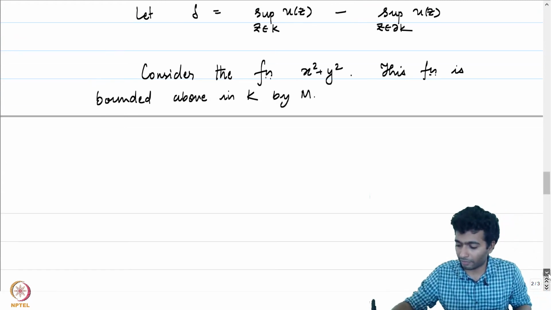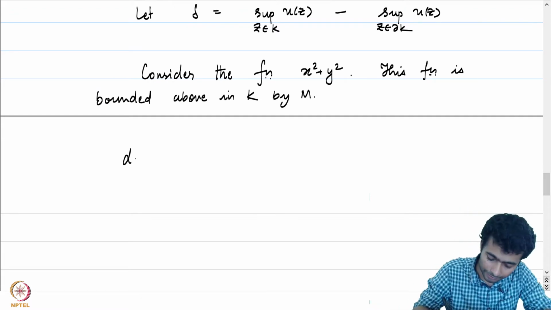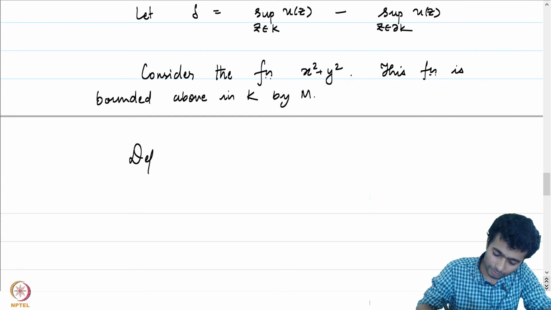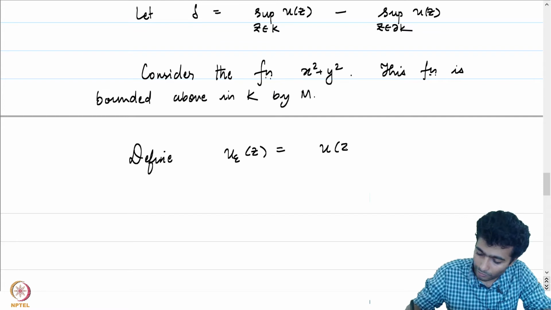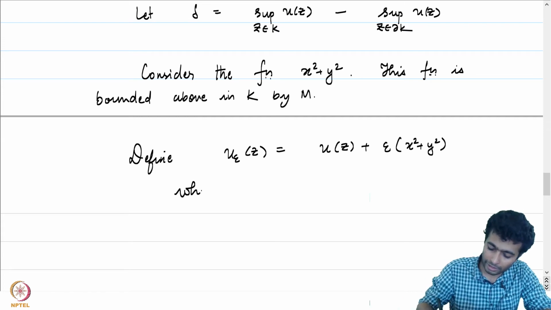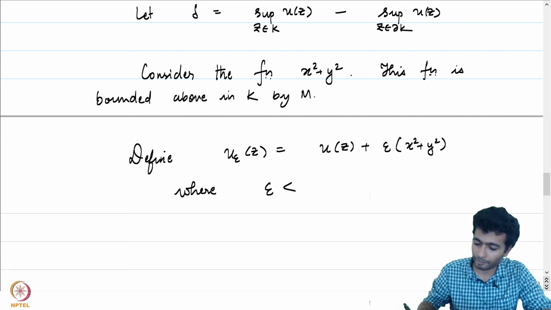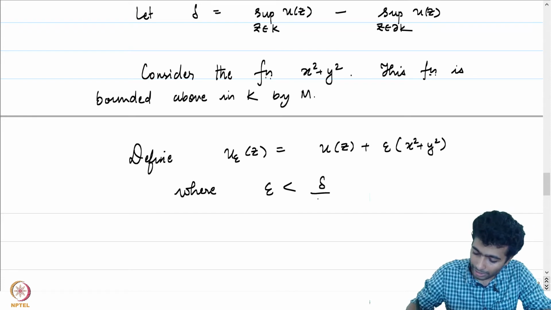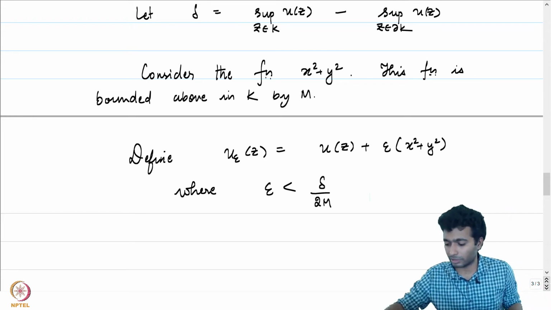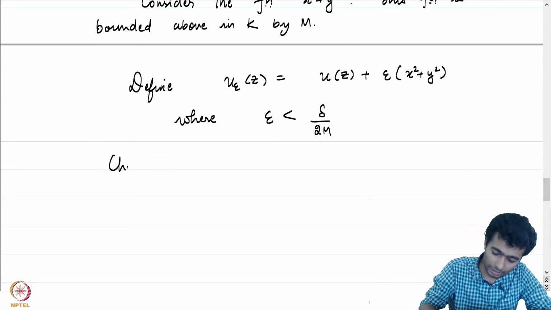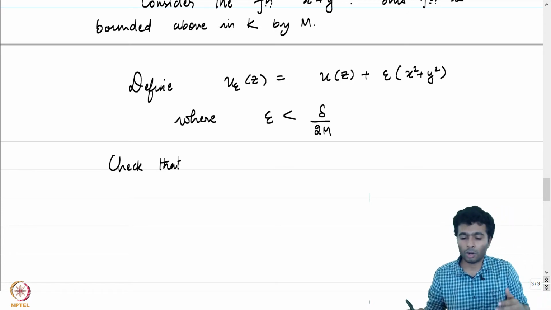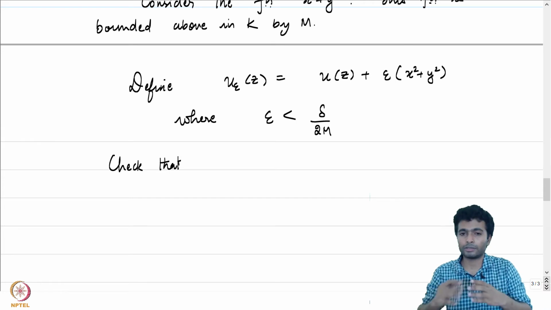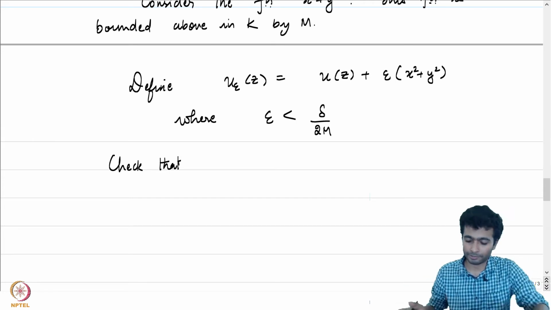We are going to tweak our function u in the following manner. Define u epsilon of z to be equal to u of z plus epsilon times (x square plus y square), where epsilon is less than delta by 2 times m. So what does this ensure? This ensures, you should go back and check that, the condition of the supremum on the boundary being strictly lesser than the supremum on the entire set is satisfied by u epsilon as well.